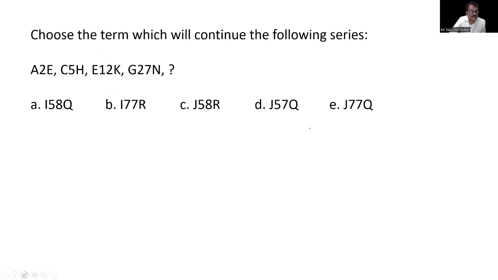A2E, C5H, and next E12K here. A, this is the first letter. C is the third letter. This is the 5th letter. This is the 7th letter. What is the next one? Obviously, the 9th letter. And E, this is the 5. H, this is 7. K, 11. N, 40.